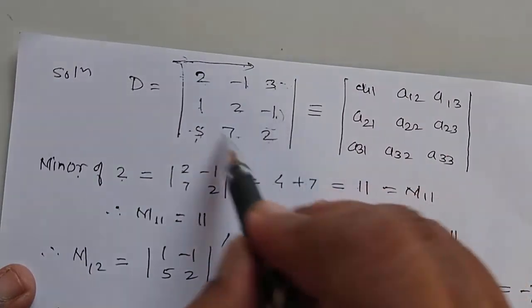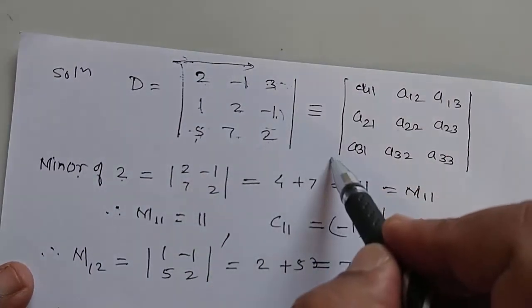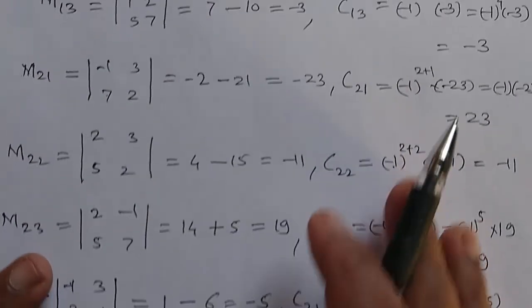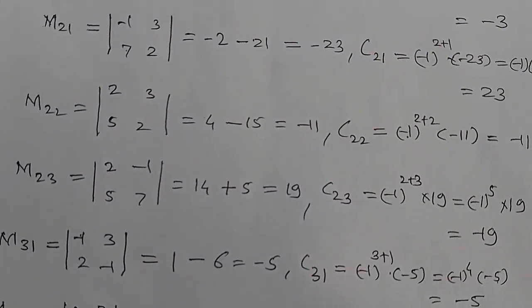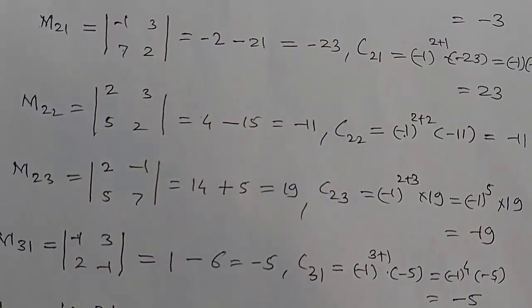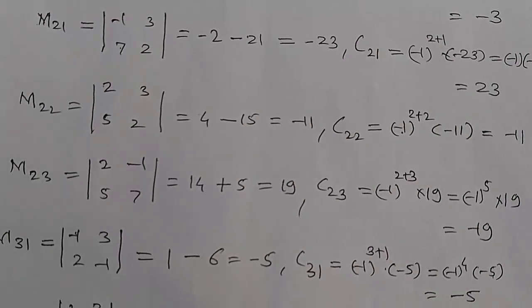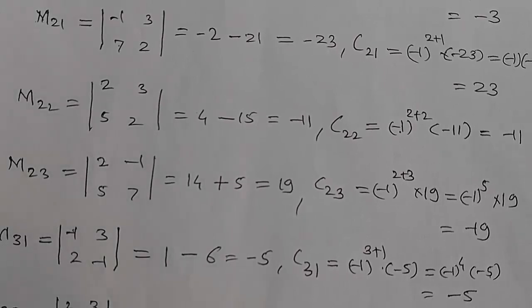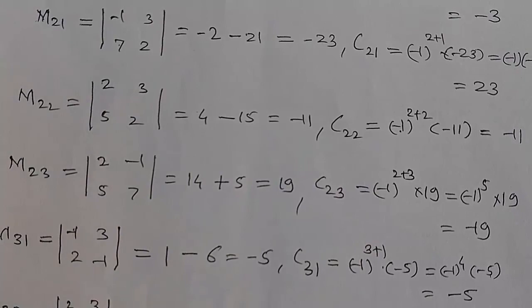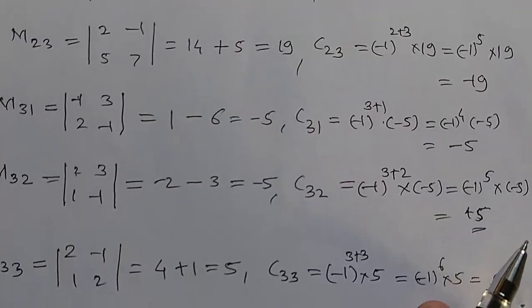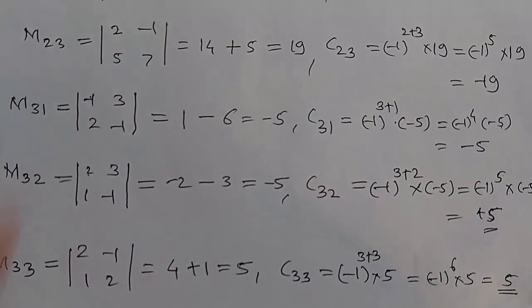So, in this way we have calculated the minor and cofactor of every element of the given determinant of order 3. So, in this way we can find the minor and the cofactor of each element. While calculating this minor and cofactor, patience must be there, otherwise there is possibility of slipping a figure or sign also. So, thank you for watching my videos.